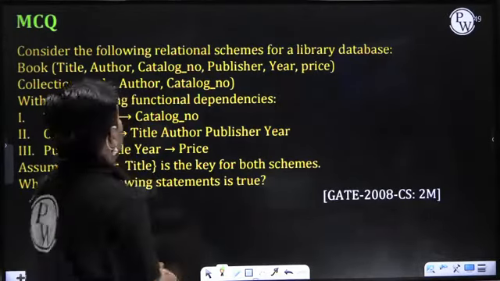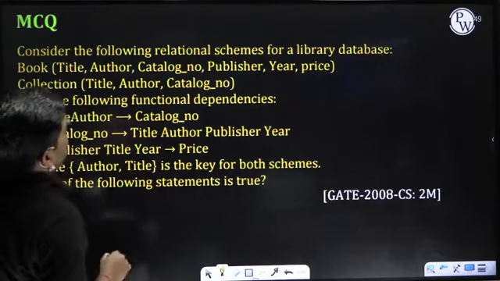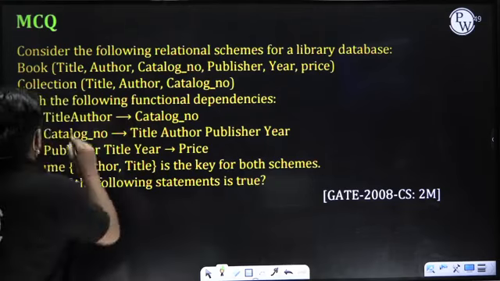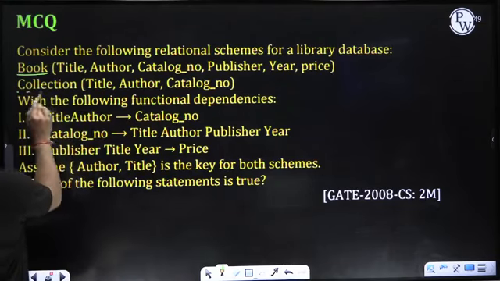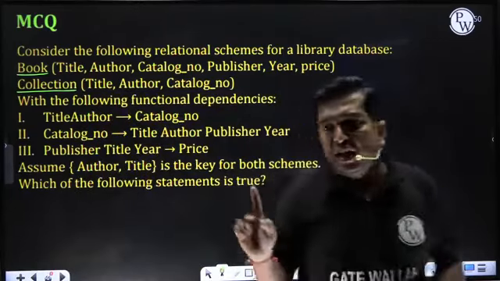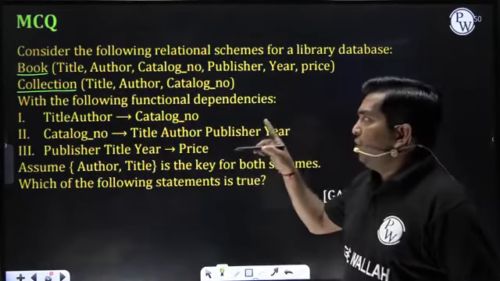Hello, my dear student. In this question, it is mentioned: consider the following relational schemes for a library database. There are two relations: book and collection. Book is title, author, catalog number, publisher, year, and price. And collection is title, author, and catalog.